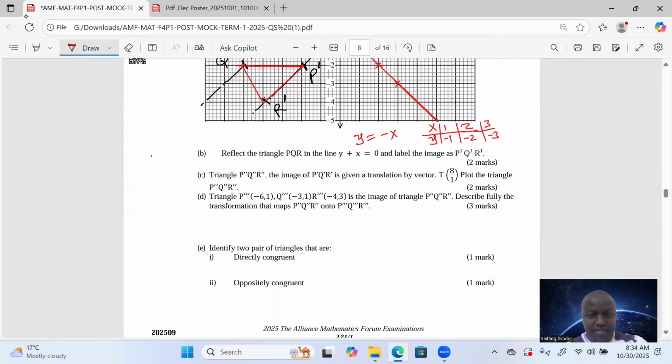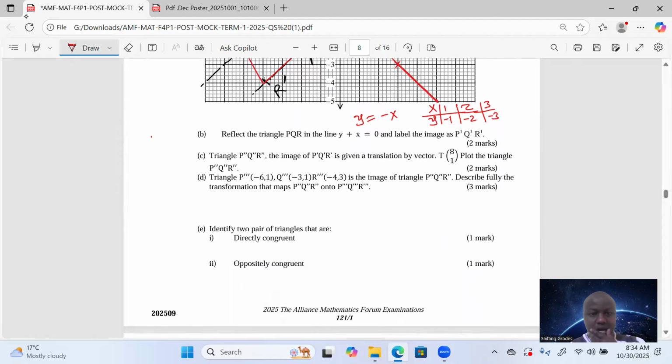Now look at part C of the same. Triangle P double prime, Q double prime, and R double prime. The image of P prime, Q prime, R prime is given a translation by vector T, which is (8, 1). You know, a translation is described by a translation vector. Plot the triangle P double prime, Q double prime, and R double prime.